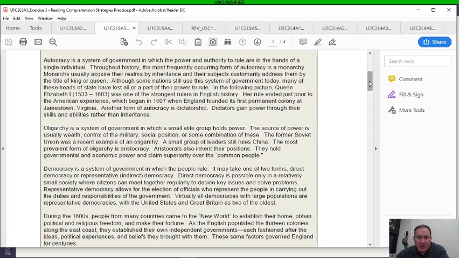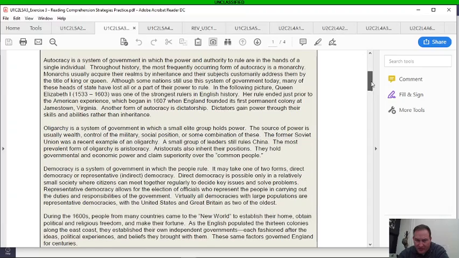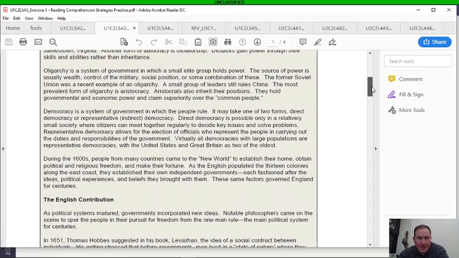In the following picture, Queen Elizabeth I, 1533 to 1603, was one of the strongest rulers in English history. Her rule ended just prior to the American experience, which began in 1607, when England founded its first permanent colony at Jamestown, Virginia. Another form of autocracy is dictatorship. Dictators gain power through their skills and abilities rather than inheritance. So there, if you're going to summarize a paragraph, let's do that now.